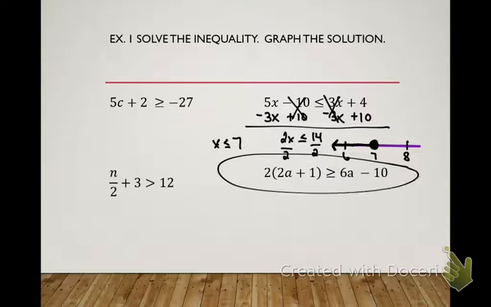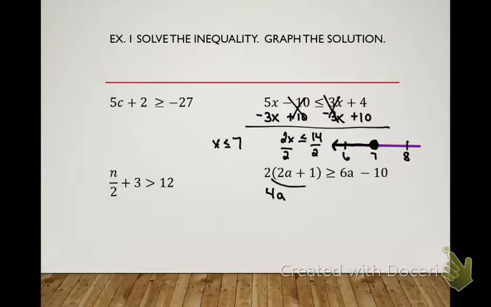2 times 2a plus 1 is greater than or equal to 6a minus 10. All right. Anybody want to take a shot at it? What do you think you're going to do first? Any takers on that? What do you think, Sabrina? Distribute. When I distribute, I must multiply the outside term by everything inside the parentheses. What's 2 times 2a? 4a. What's 2 times 1?